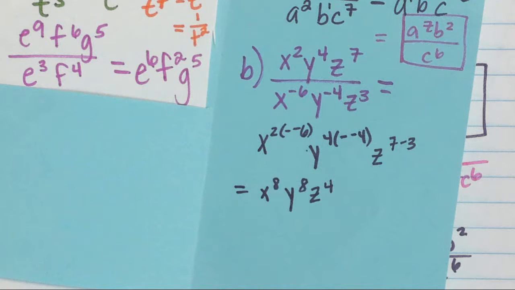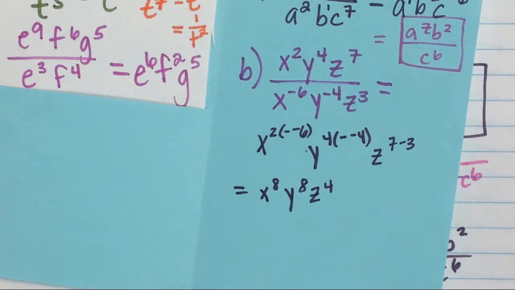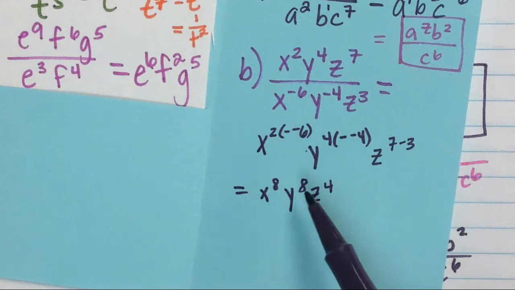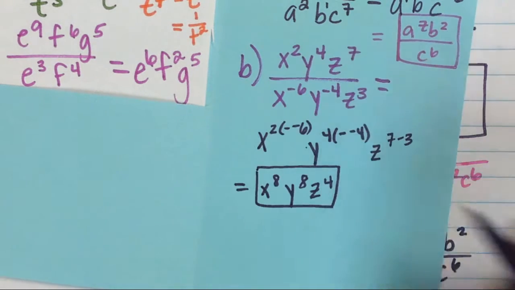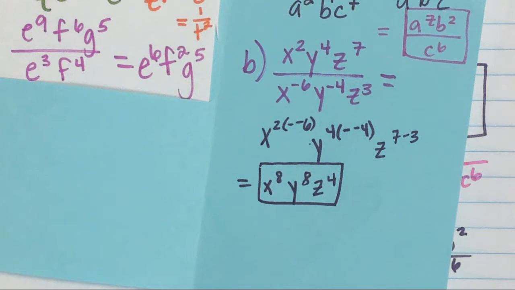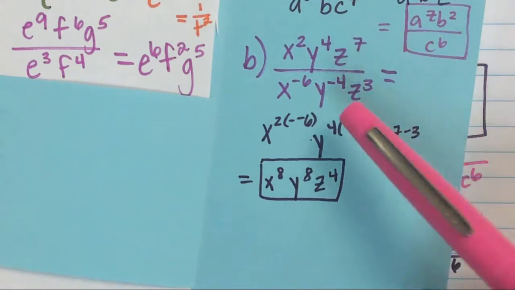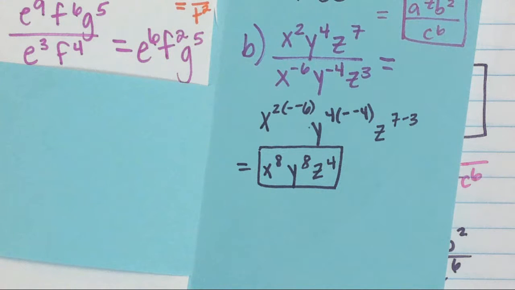So I did 2 minus -6, which is 2 plus 6, which is 8. 4 minus a -4, which is 4 plus 4, which is 8. And z to the 4th. So that is my final answer. Now, if that is not something you understood, you don't understand how I did 2 minus -6, 4 minus -4, 7 minus 3, I have an alternate way.